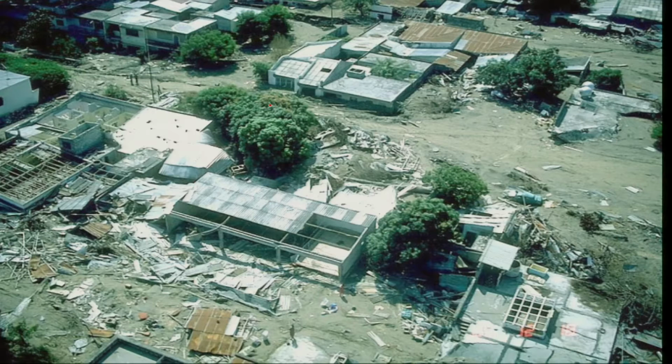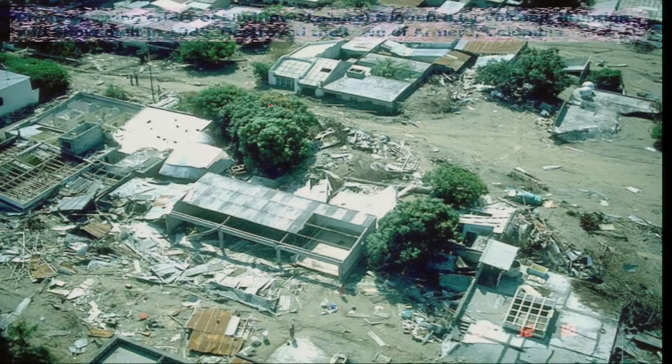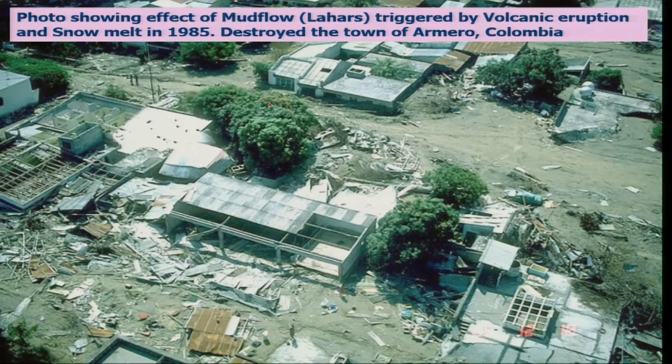This is what I was talking about, that if you have a volcanic cone covered by snow, then during an eruption it may result in a mud flow, and this mud flow type has been termed lahar flows. Okay. So, this is an example from Colombia, where the snow melt because of the volcanic eruption resulted in mud flow, lahar flows, in 1985.